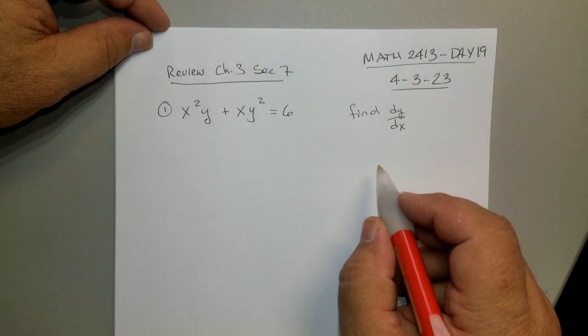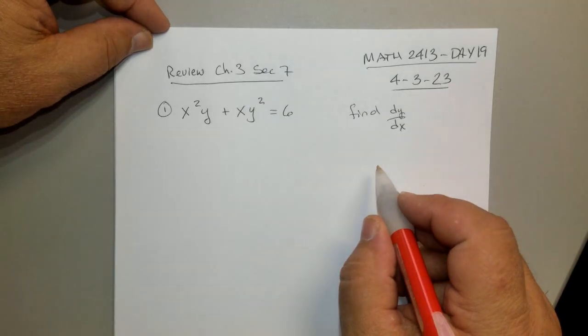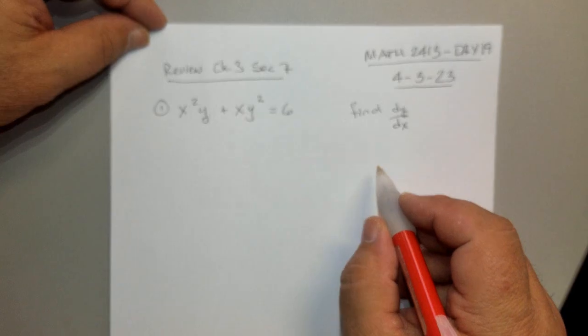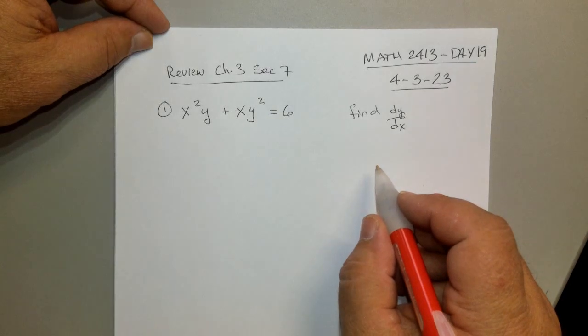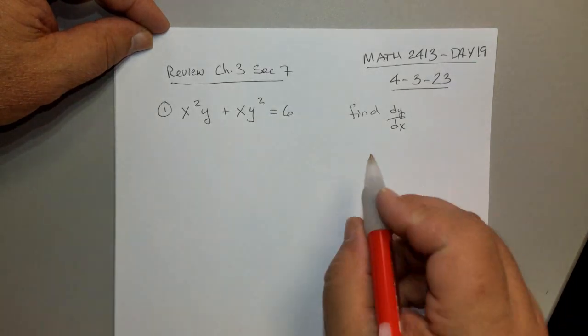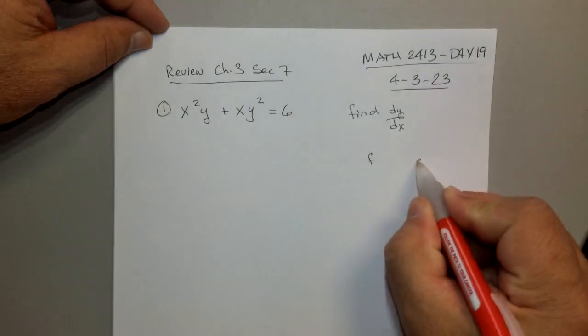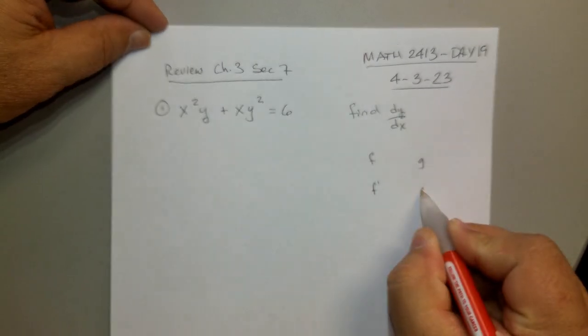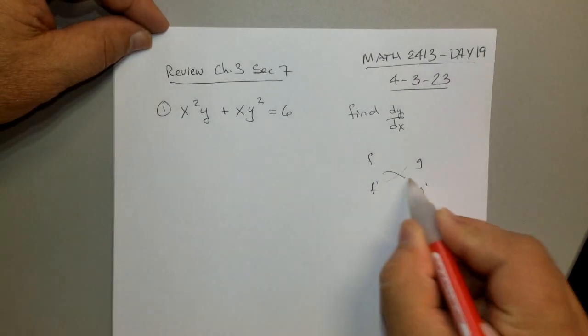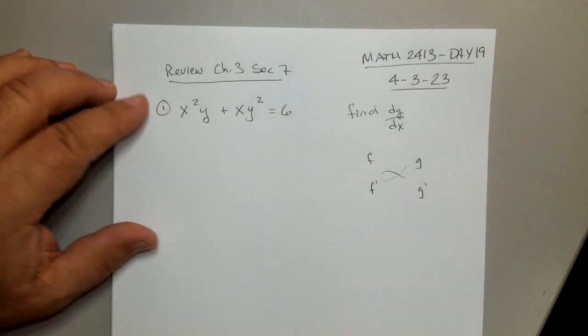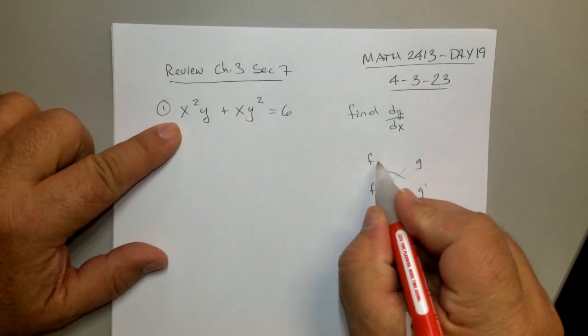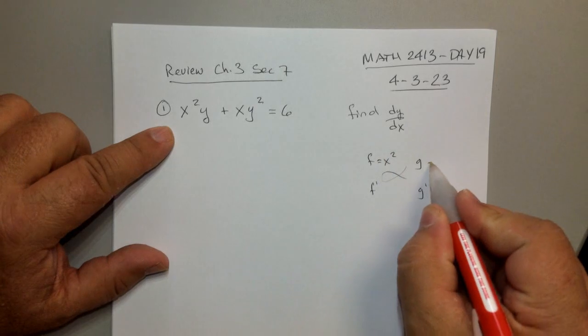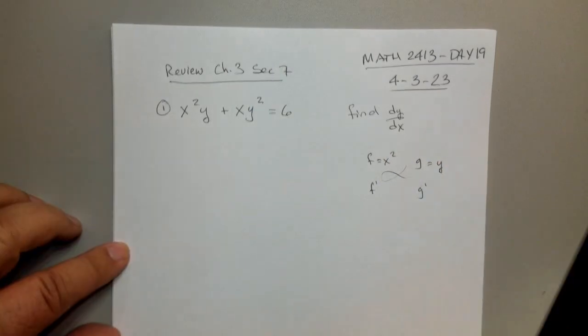Differentiation is a derivative. What's it called? The product rule. Remember we have the f and g, and we find the f prime, g prime, and we do the fishy thingy. So the f part is x squared, and the g part is y.